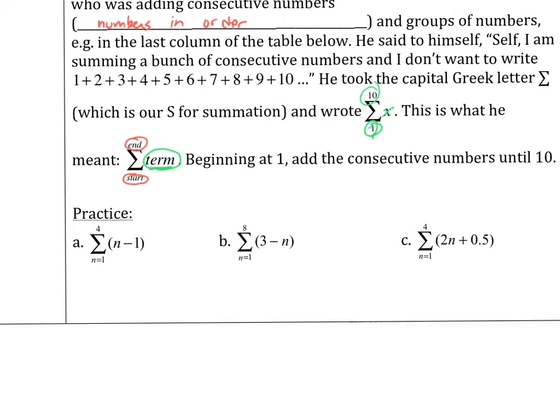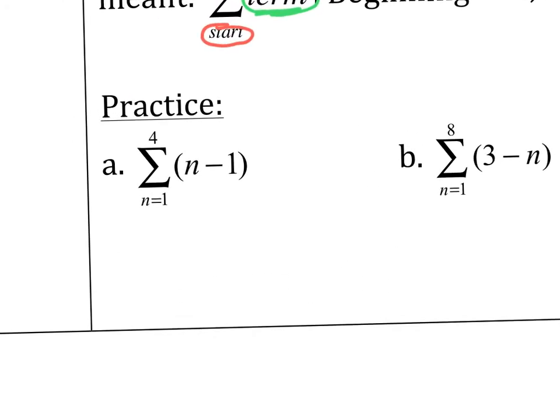Now, let's just practice and look at A. I'm just going to show you how to interpret this. Again, it looks way fancy, but it's fairly quick once you get a hold of it. This says I'm going to start by substituting a 1 in. So my first term is 1 minus 1, which is 0. Next, I'm going to keep substituting in the next number. Now I substitute in a 2. 2 minus 1 is 1. Next, I substitute in a 3, and I get 3 minus 1, which is 2. Lastly, I substitute in a 4, and 4 minus 1 is 3.